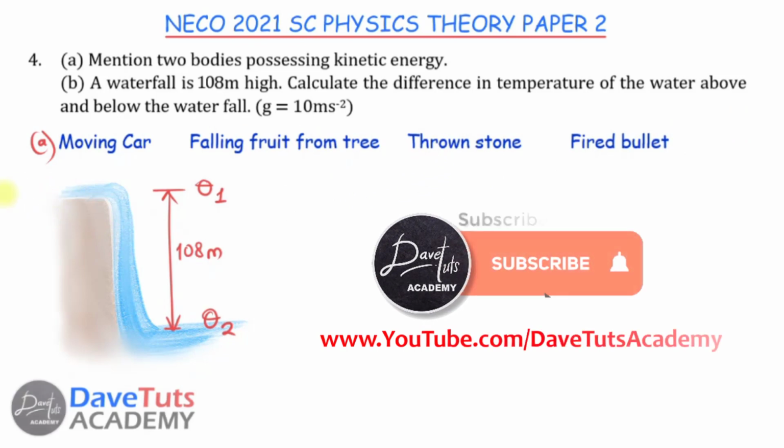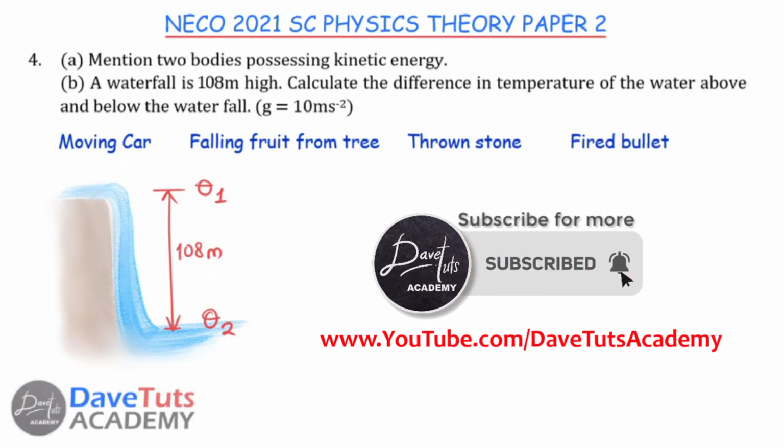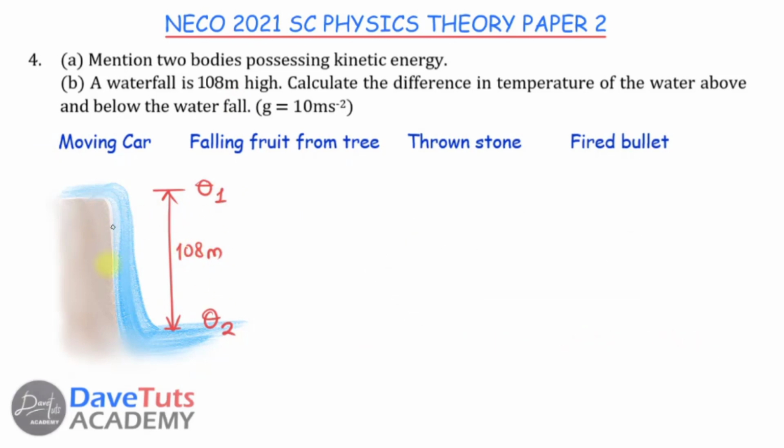In the second case, we are looking at a waterfall which is 108 meters high, and that is being shown in this diagram here. Now we have to calculate the difference in temperature of the water above and below the waterfall.